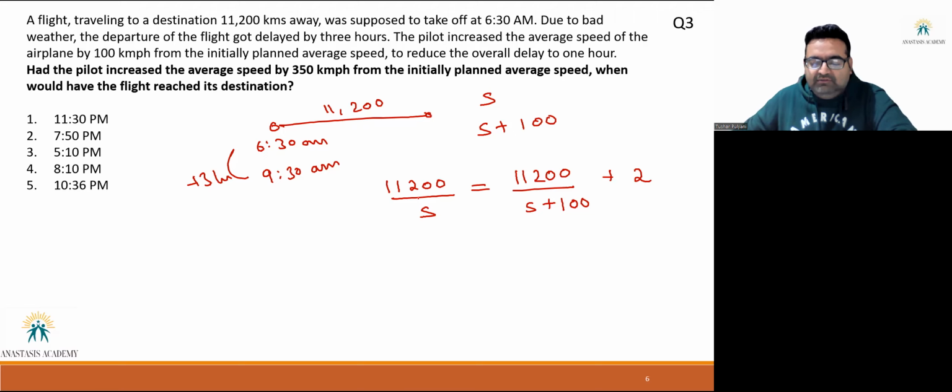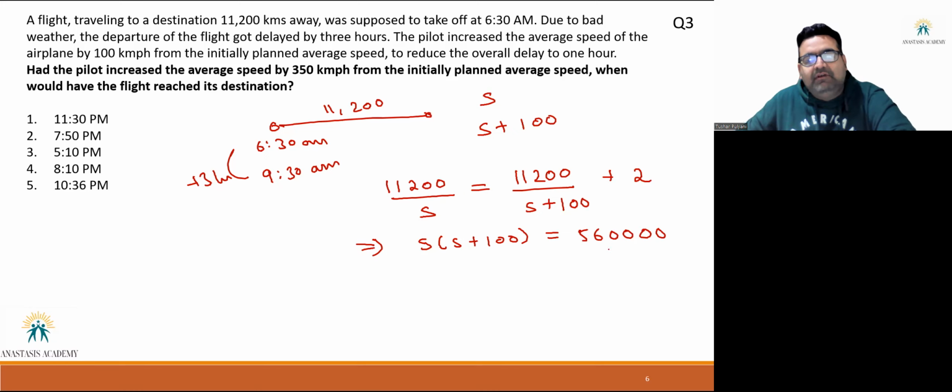Now, if you solve, see, there are two ways to solve this. You could create a quadratic out of it. But once you reach this place, there is a step where s into s plus 100. If I have not opened that bracket to make a quadratic, this comes 56 double zero double zero. 56 would, 2 will cancel out from 112. You'll get 56.